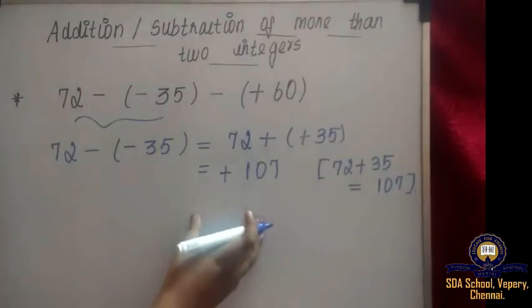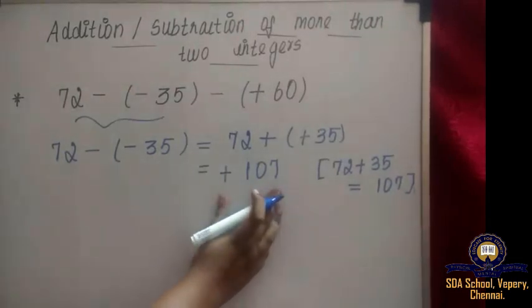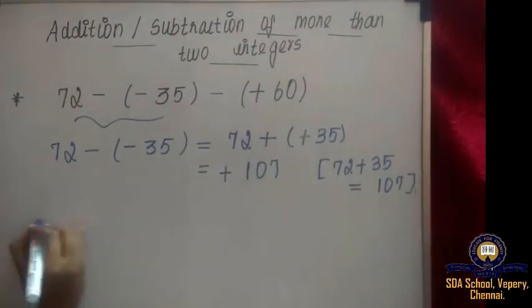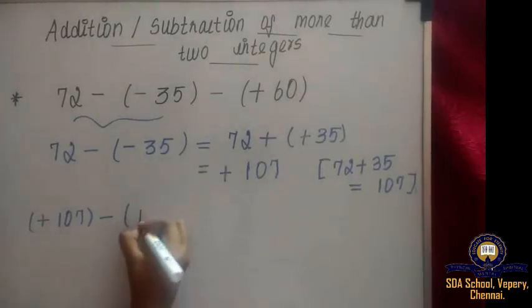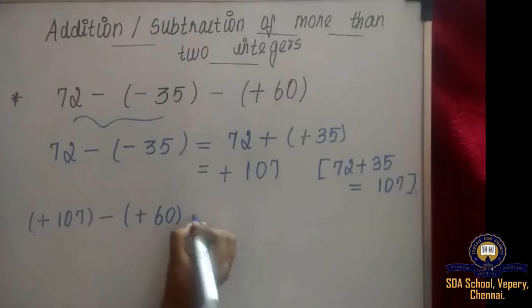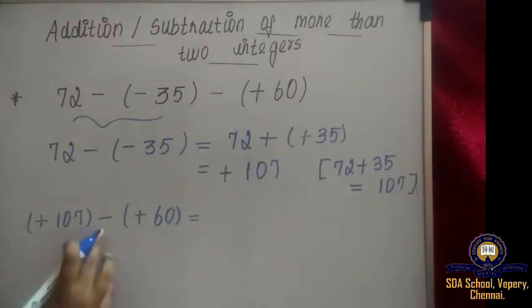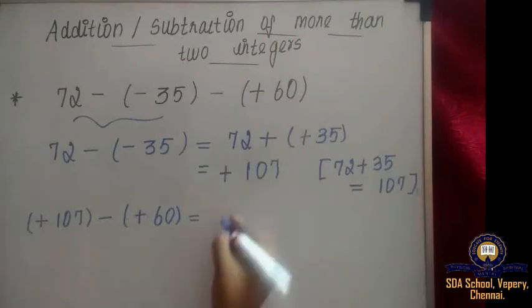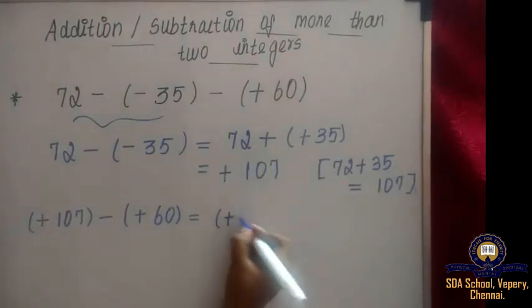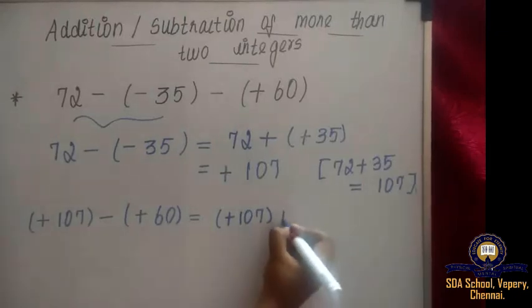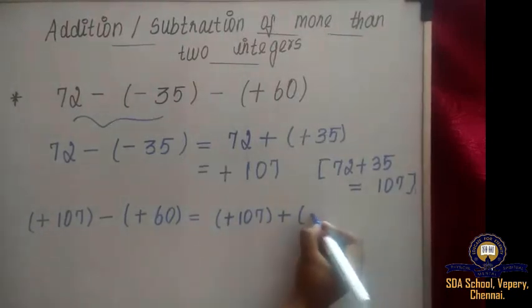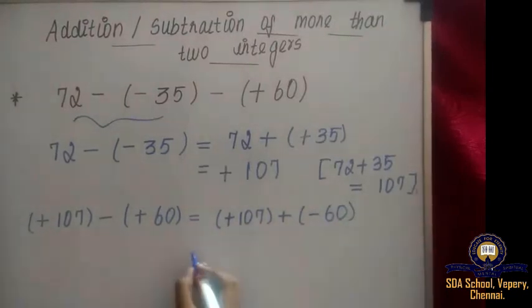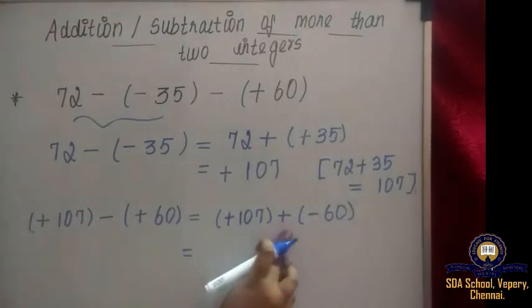Next, you have to subtract 107 with plus 60. Minus of plus 60. So here too you have minus, so you have to change to plus. So keep the first number as such, plus, and you have to get the opposite sign of plus 60, which is minus 60. So here you have plus 107 plus of minus 60.